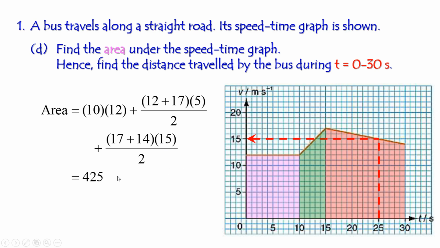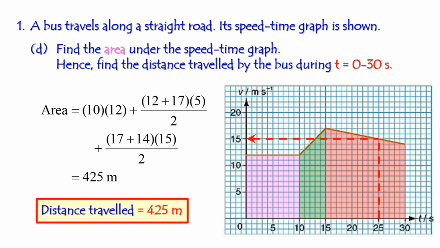What is the unit for this quantity? It is calculated by the multiplication of the vertical height and the horizontal length. So meter per second times second. The second can be cancelled out, which is equal to meter. And actually, the area under a speed time graph is the distance traveled by the object. So for the last part of the question, find out the distance traveled by the bus during the whole journey. The distance traveled by the bus should be equal to 425 meter. Is it okay?